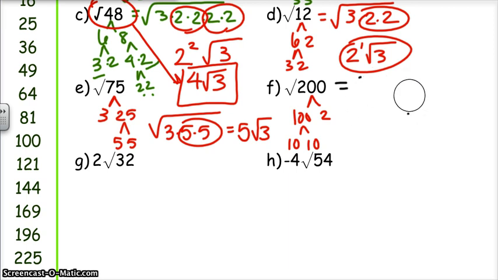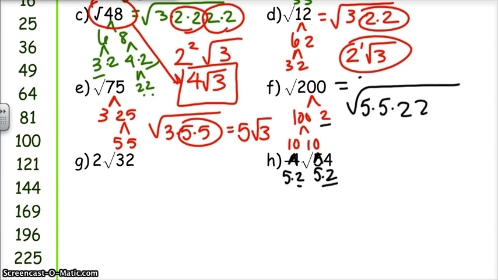Pretend for a second you didn't see that. Let's get it all the way down as low as it can go. 5 and 2, 5 and 2. So I'm going to write them all out. I have a 5 and a 5 and 1, 2, 3 2's. So I have a pair of 5's that's going to come out. I have a pair of 2's that's going to come out. And I have a leftover 2.